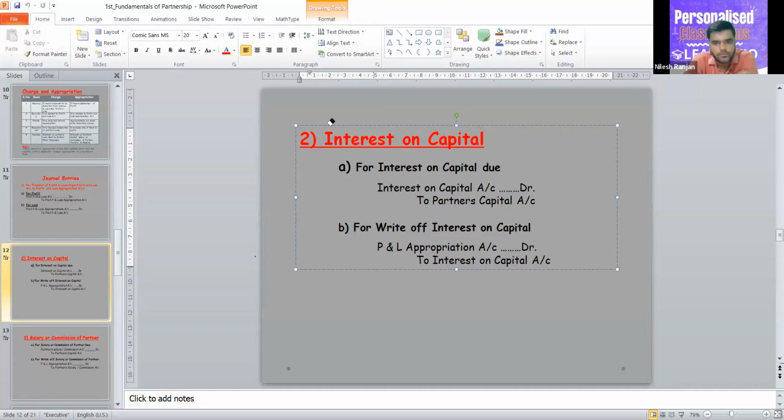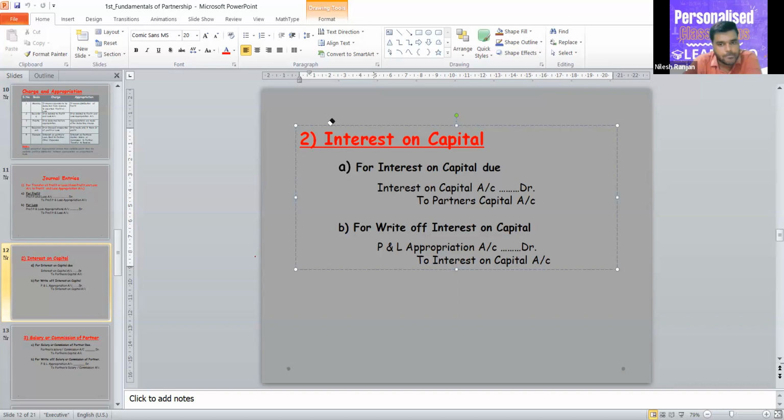Here interest on capital due means the time has come to pay them. Like at every month end, rent is due. But we generally pay after 5, 7, 10 days. Payment can be done later, but it is due on 31st. This is why we pass the journal entry for due.